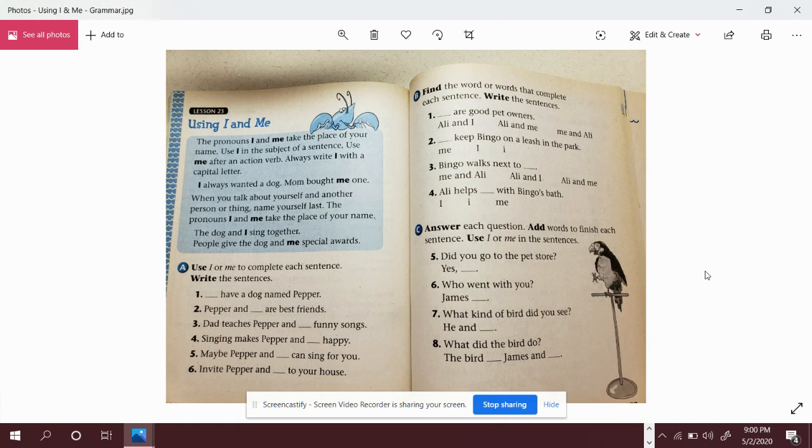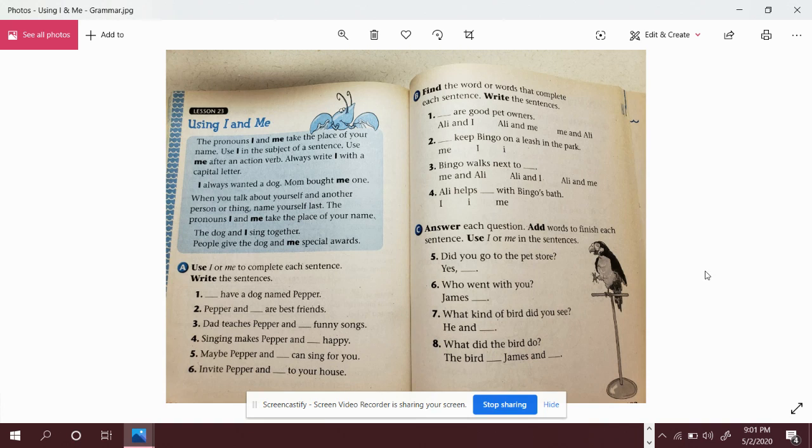Pepper and blank are best friends. That would also be Pepper and I, because it is still the subject of a sentence. Dad teaches Pepper and blank funny songs. That would be Pepper and me, because it is after the action verb teaches. Singing makes Pepper and blank happy. That would also be me, because it is after the action verb makes. Singing makes Pepper and me happy.